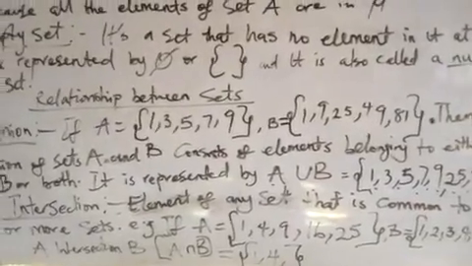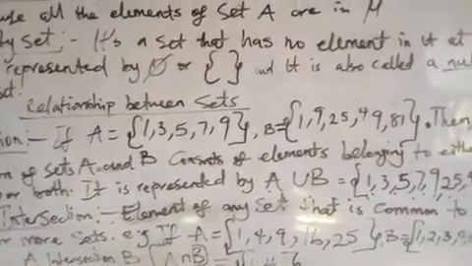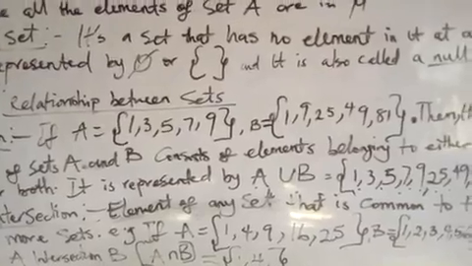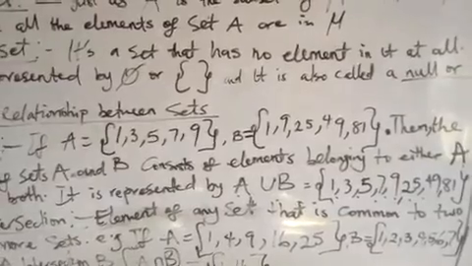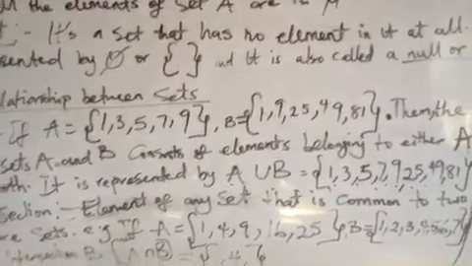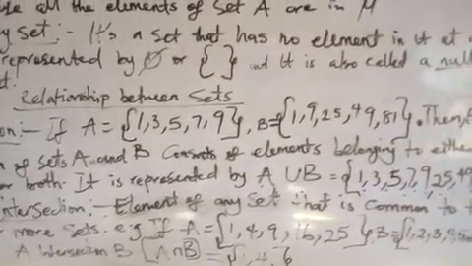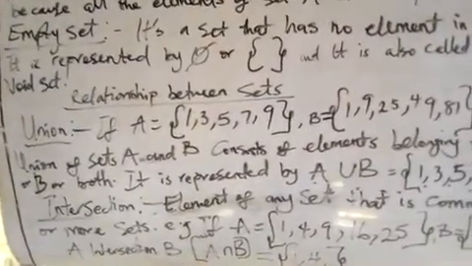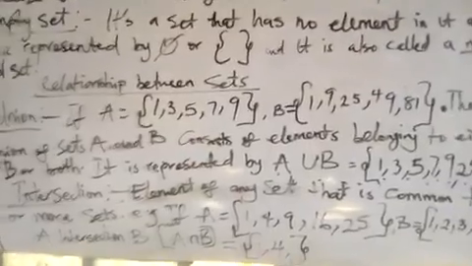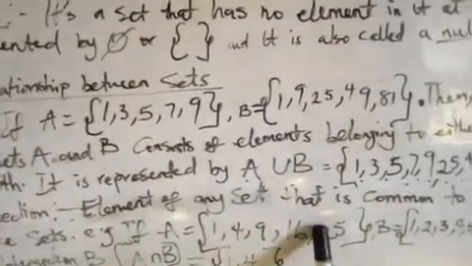So for example, if A is having 1, 4, 9, 16, 25 as elements, and B is also having 1, 2, 3, 4, 5, 6, 7 as elements, then A intersection B, which is represented with this symbol, is actually what? What can you find here and you can find there?